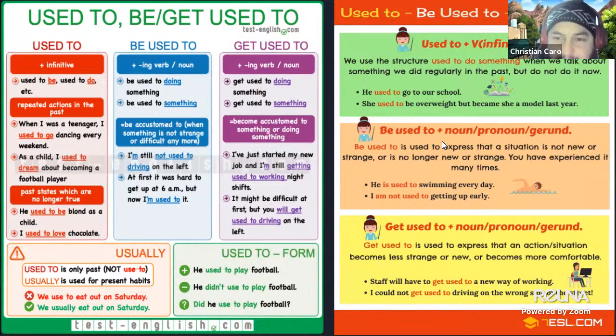So in this case, we can see that the grammar structure, the form, is quite different, right? Used to plus infinitive is, you know, the previous form, but in this case it is be used to plus noun, pronoun, or gerund. Okay, first difference. And also in this case the contextualization is different. This situation that we describe is not new anymore, right?